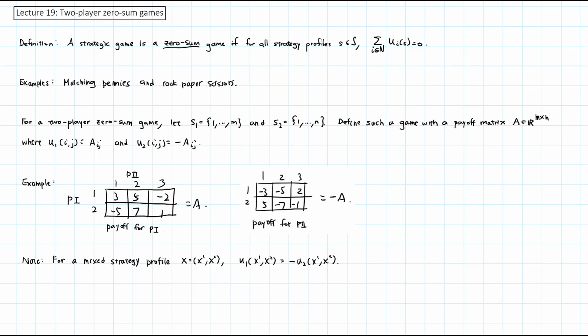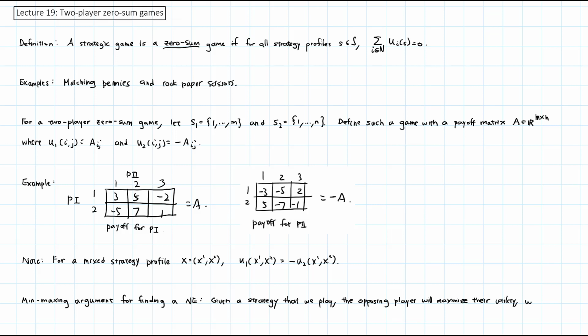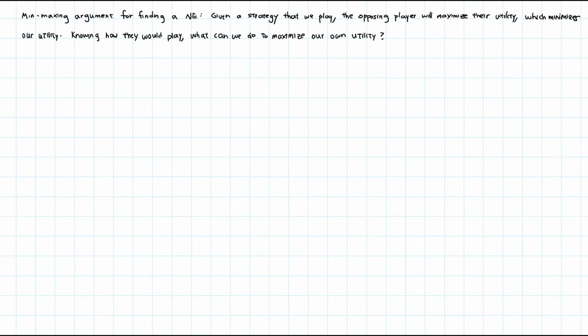We now try to find a mixed Nash equilibrium. This is going to be a min-maxing argument for finding such a Nash equilibrium. So given a strategy that we play, the opposing player will try to maximize their utility, which minimizes our own utility. Knowing how they will play, what can we do to maximize our own utility? We will look at each player's perspective for this argument and formulate an LP for each of them. We will also illustrate this process with our example above.